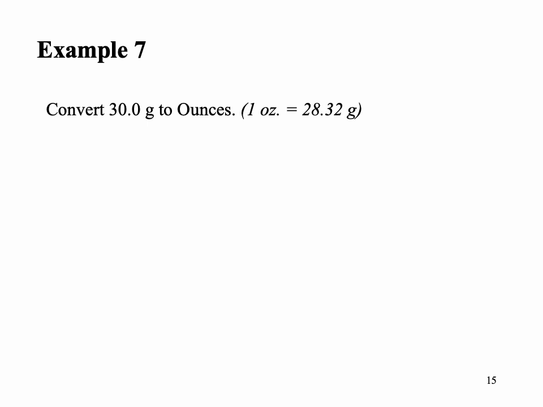Okay, let's try one more. Convert 30 grams to ounces. The conversion factor is given. Again, your starting unit is grams. I want to convert it into ounces. The conversion factor is given to you right here.